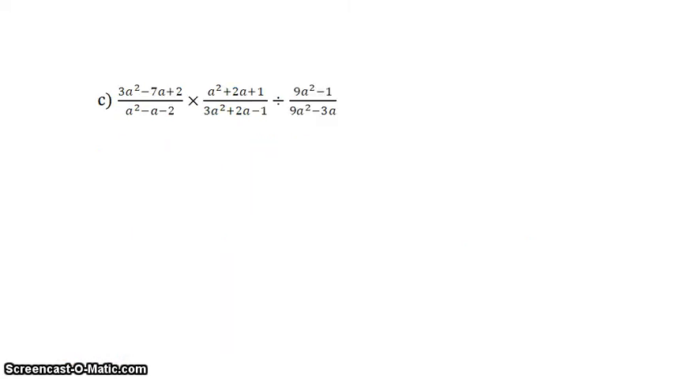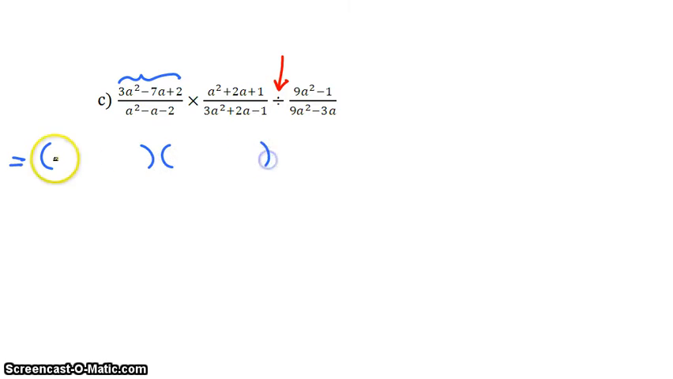Right, our last example looks a bit fearsome, but again, all it is, I'm dividing. So I'm going to tip and times. And I need to factorize. Now this looks a bit mean, so I'm going to start my factorizing immediately. So 3a squared minus 7a plus 2. Definitely no highest common factor because 3 and 2 are both primes, but it is a trinomial.